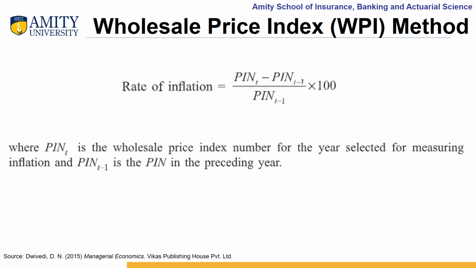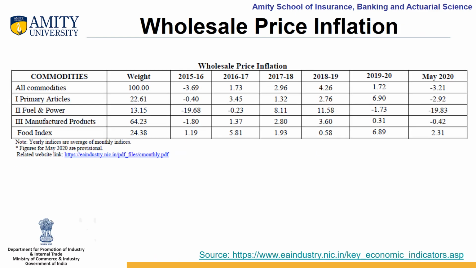So in this formula, if you want to calculate the rate of inflation for the year 2020, you have to find out the price index number for the year 2020 minus price index number for the year 2019, divided by price index number for the year 2019, into 100. You may download the data for wholesale price inflation from the website of Ministry of Commerce and Industry, Government of India.